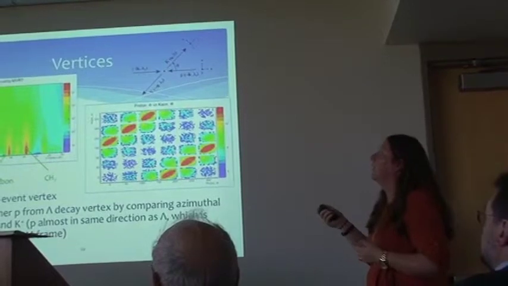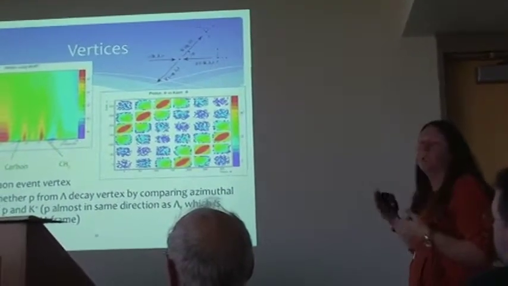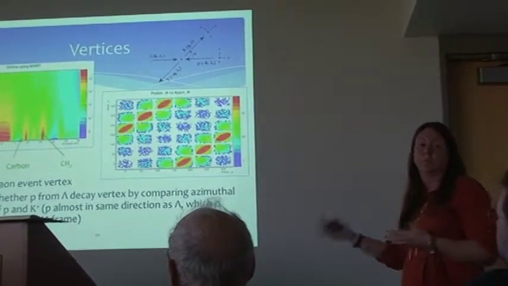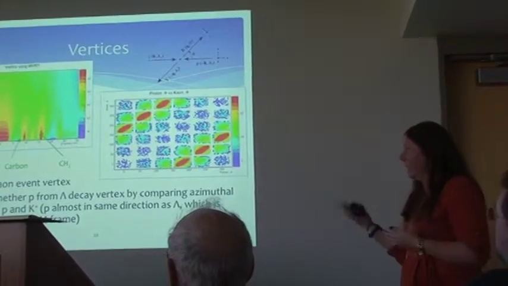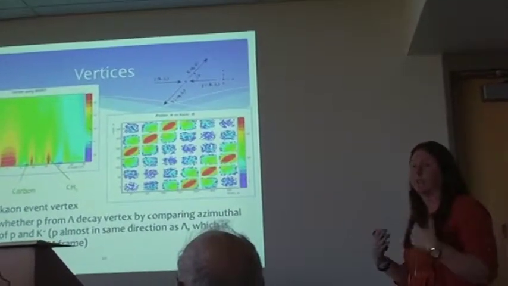So with all this in mind, as I told you, the lambda decays into proton pi minus. So then I want to make sure I'm getting the correct proton, because protons are created elsewhere. I want to make sure this proton is really coming from the decay of the lambda.